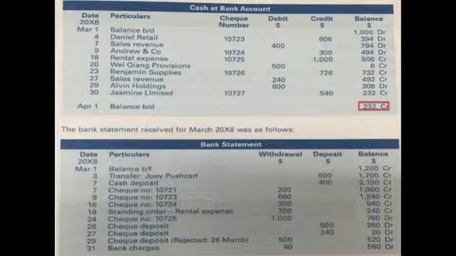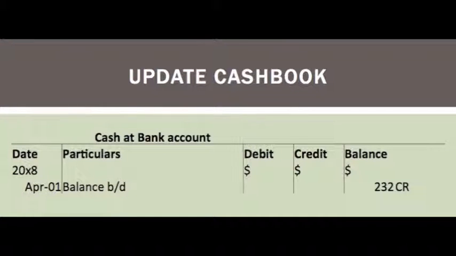First, we will use the figure that the cash book has, which is the 232 credit. If it is a credit balance, it shows that it is actually a bank overdraft, so it's a credit instead of a debit. Now we try to update our cash book. We have a cash at bank account in our cash book, and we'll bring forward the balance, balance b/d, with a balance of 232 credit.